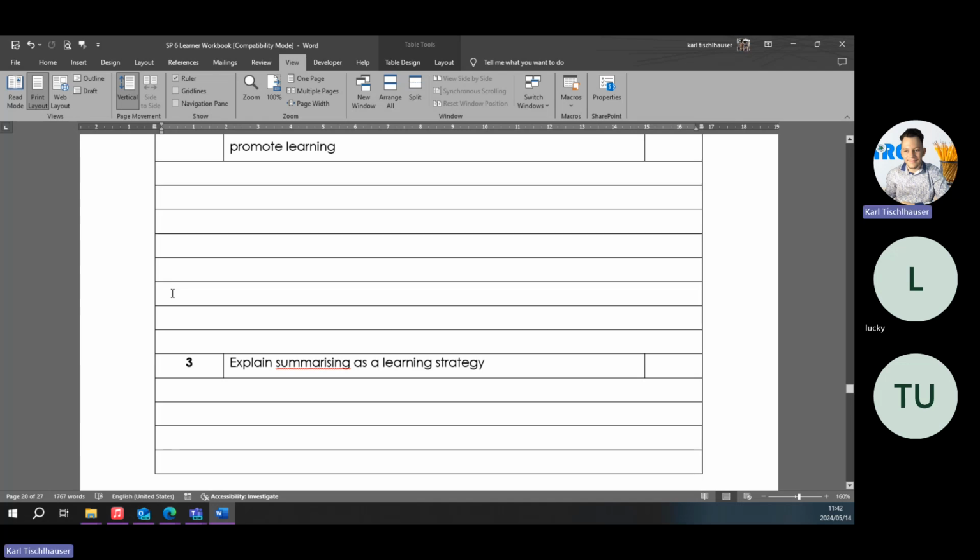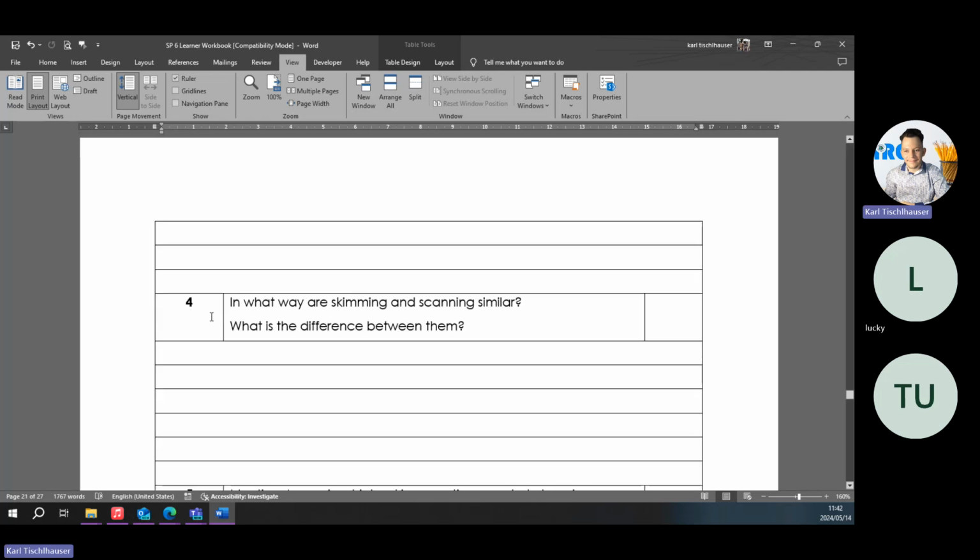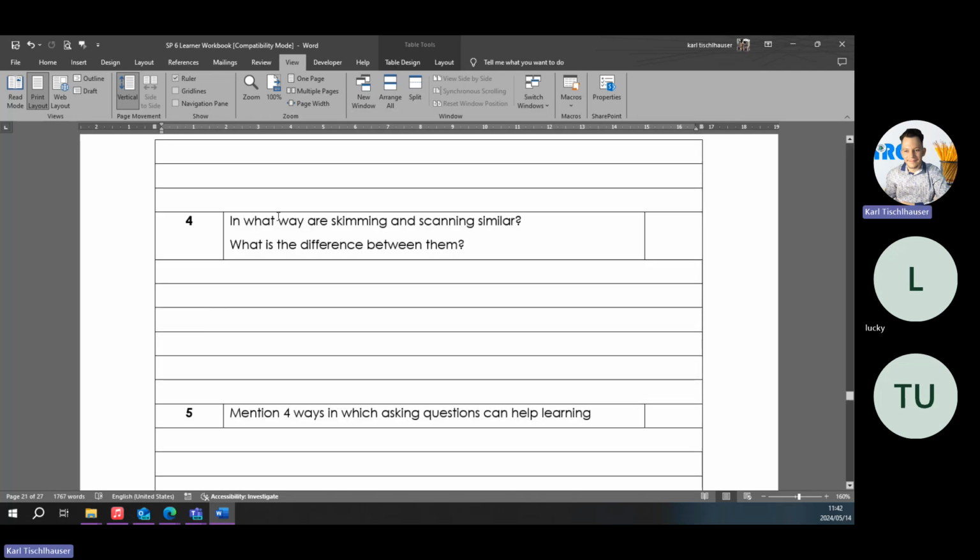Number 3 says explain summarizing as a learning strategy. So how can summarizing be used to learn? Pretty straightforward. Number 4 says, in what way are skimming and scanning similar? So this is your reading strategies. I'm not going to go into too much detail because if I do, it will answer one of the other questions. So you must just go through the guides, do some research online, and you'll see it's quite straightforward.